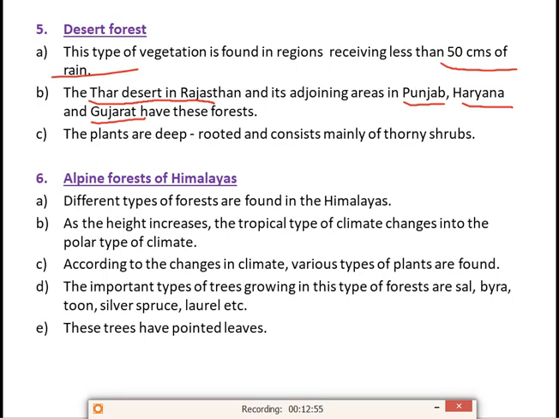Do you know that in desert forest the plants present in the desert areas have roots very deep into the ground? Why are the roots very deep into the ground? So that they can absorb the water from the ground. And they have thorny shrubs also, so that they can store the food inside them.